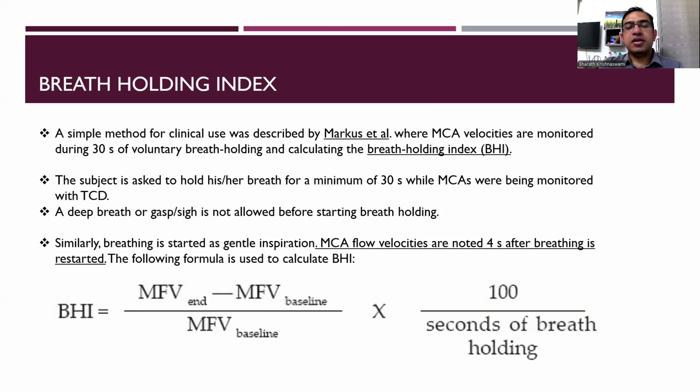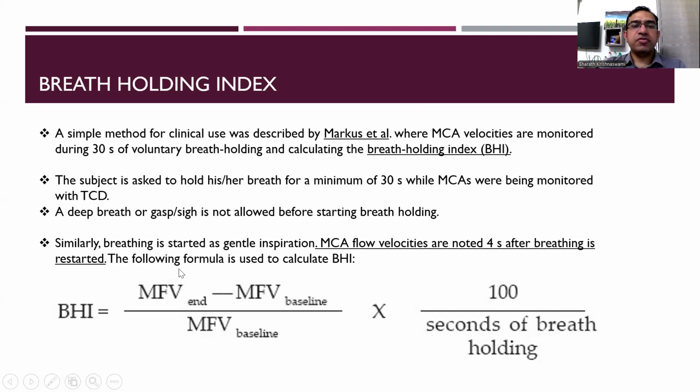So how would we conduct this test of vasomotor reactivity? This is where we can employ the breath holding index. This is described by Markus et al., where the MCA velocities are monitored during 30 seconds of voluntary breath holding and the breath holding index is calculated. So the patient is asked to hold the breath for a minimum of 30 seconds while the MCAs are being monitored with the TCD. And the breathing is restarted as a gentle inspiration. The middle cerebral flow velocities are noted 4 seconds after the breathing is restarted.